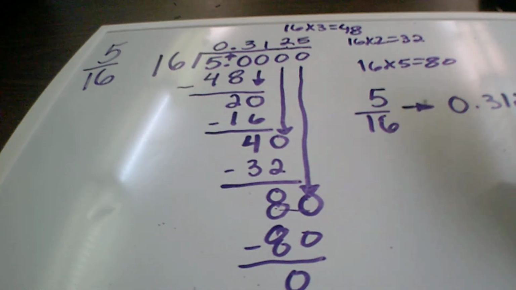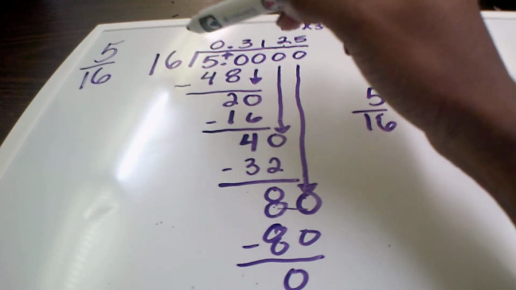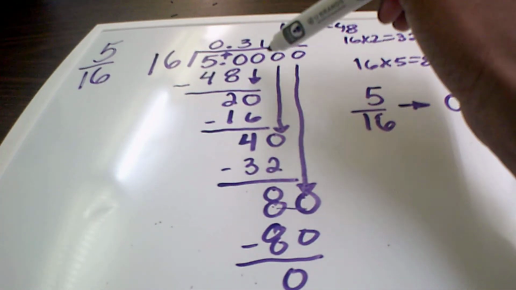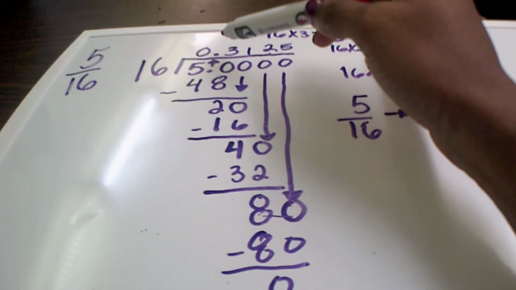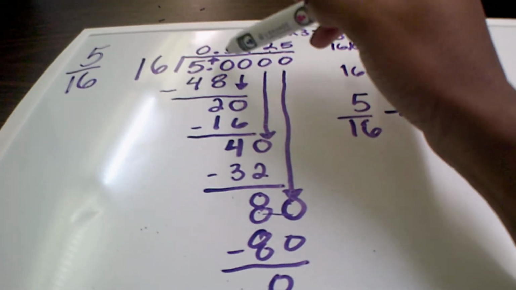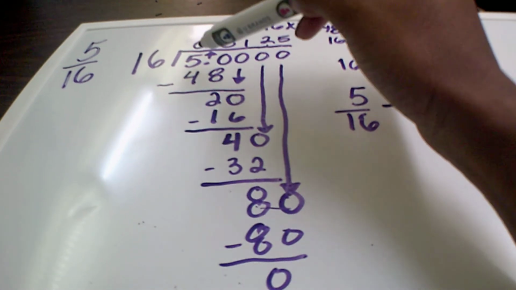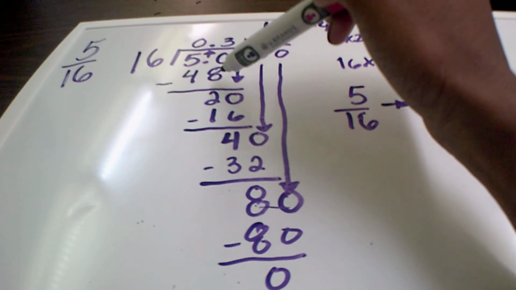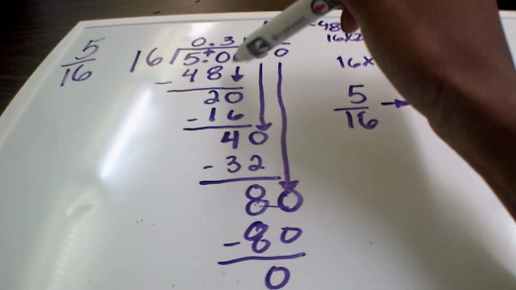Okay, and real quickly, I'm just going to go through it again. We know that we had 5 over 16. We know that 16 does not go into 5. We put a 0. We brought our decimal point up. Alright, now we can look at that 50. We know that 16 goes into 50 3 times. 16 times 3 is 48. 50 minus 48 is 2. Now we bring down our 0.